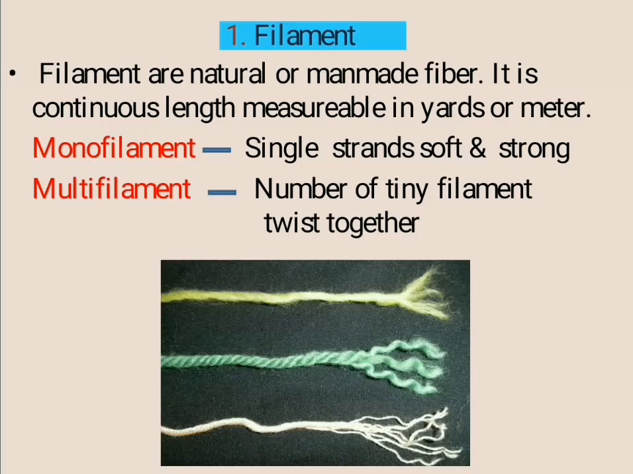Classified as monofilament and multifilament. Mono means single. Monofilament is a single strand of yarn, soft and strong. Multifilament is a number of tiny filaments twisted together. The first picture is a monofilament. The second and third pictures are multifilament.